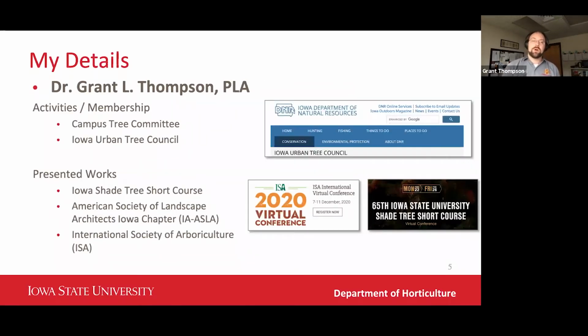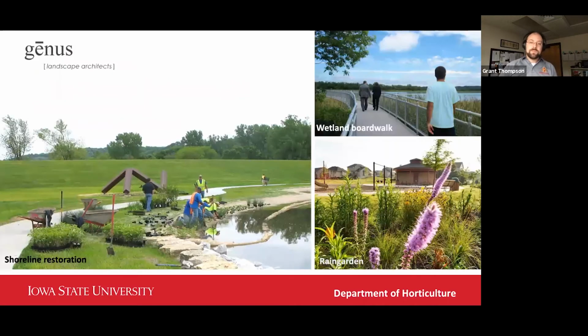I'm a member of the Campus Tree Council here at Iowa State. We're a Tree Campus USA, so that's one of the things that I'm involved with, as well as the Iowa Urban Tree Council by our Department of Natural Resources. I've presented work at Shade Tree Short Course, the Iowa chapter of the American Society of Landscape Architects, and ISA. So relatively new to the position, but trying to get myself out there.